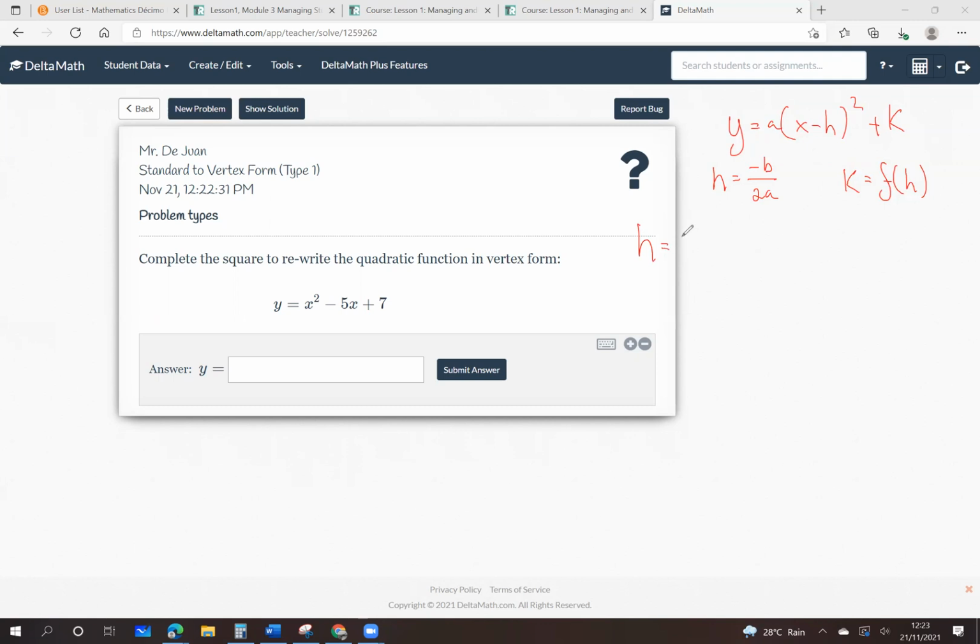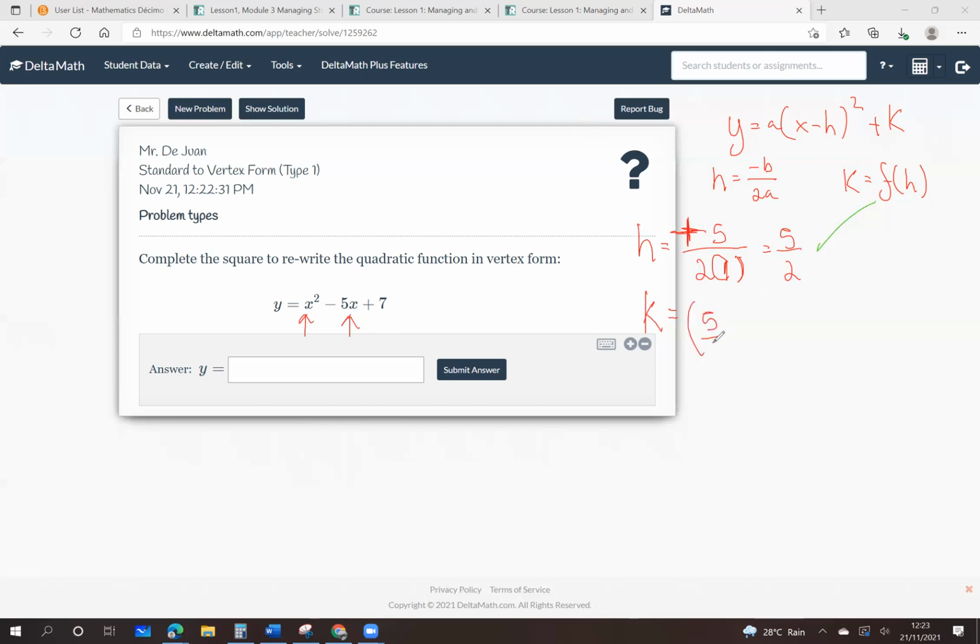H is, in this case, well, what's our b? Our b is negative 5. So negative, that means it's a positive 5 over 2 times, what's my a? A appears to be 1. So 5 divided by 2. Now, we have that, and that's part of the equation. Perfect. But we now need to find k. What's our k going to be? Well, we're just going to have to input mételo, right? Put it inside the equation.